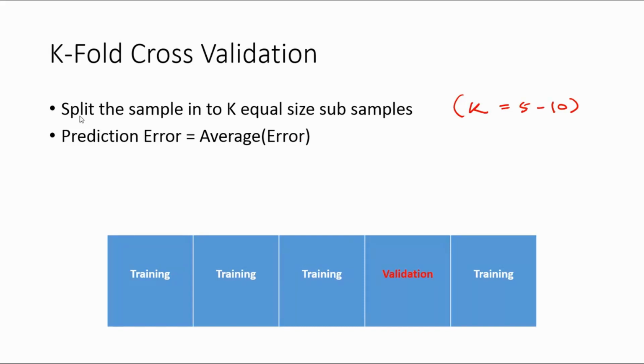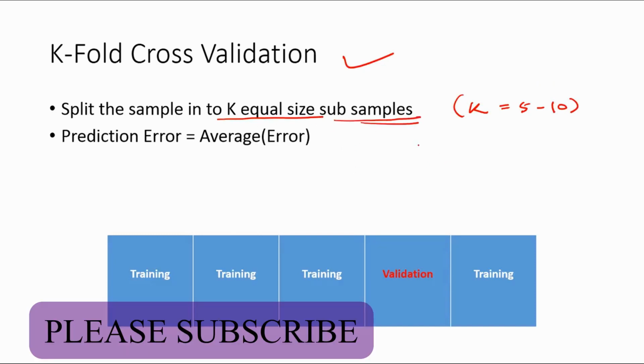The next one is the Kfold cross validation. Kfold cross validation is the type of cross validation in which you split the sample into k equal sizes, or k equal subsamples. Let's say the k can take any number. It can take 1, 2, 5, 10, any number.